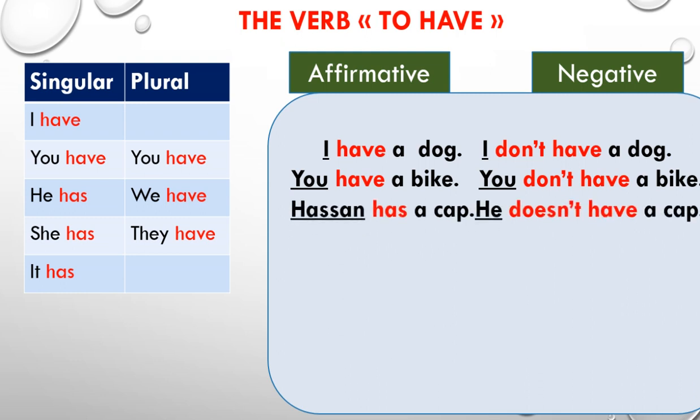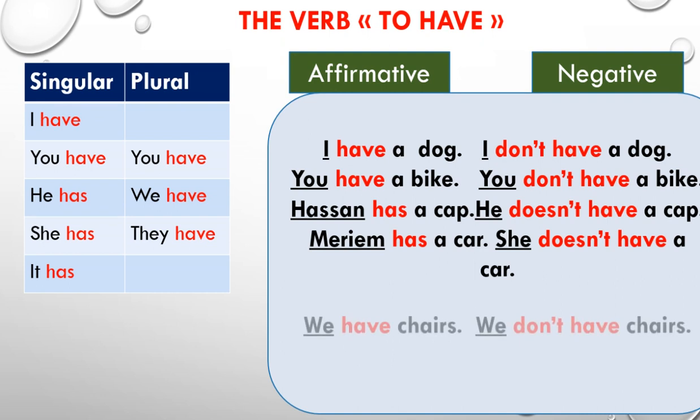Example number 3. Hassan has a cap. يعني حسن يملك قبعة. حسن عنده قبعة. Now the negative sentence is he doesn't have a cap. Okay, notice that here has changed to doesn't have because we are talking about Hassan. Hassan has a cap. He doesn't have a cap.